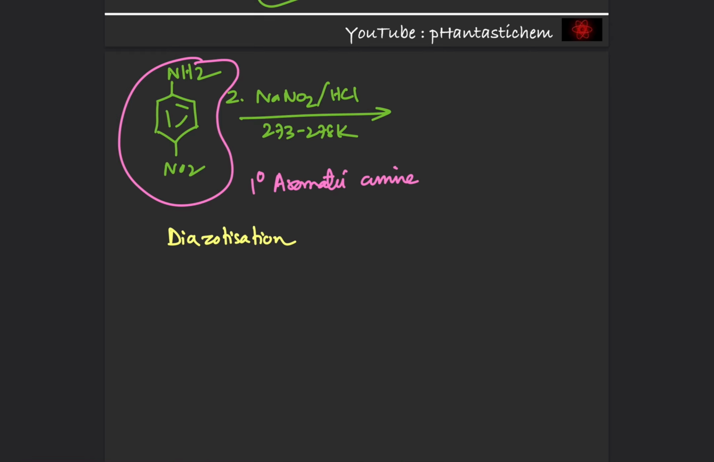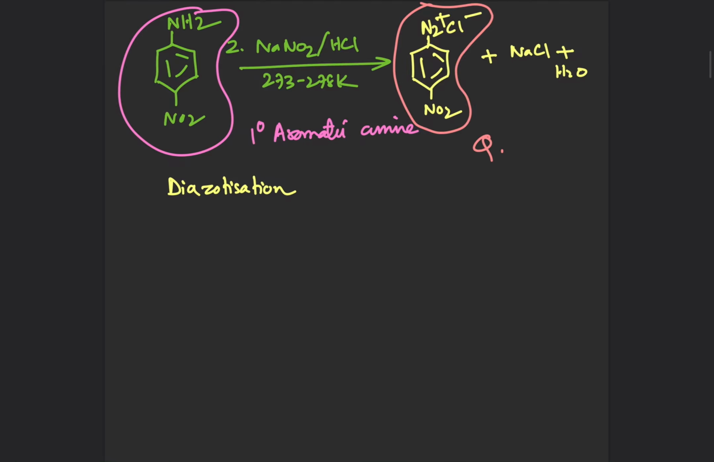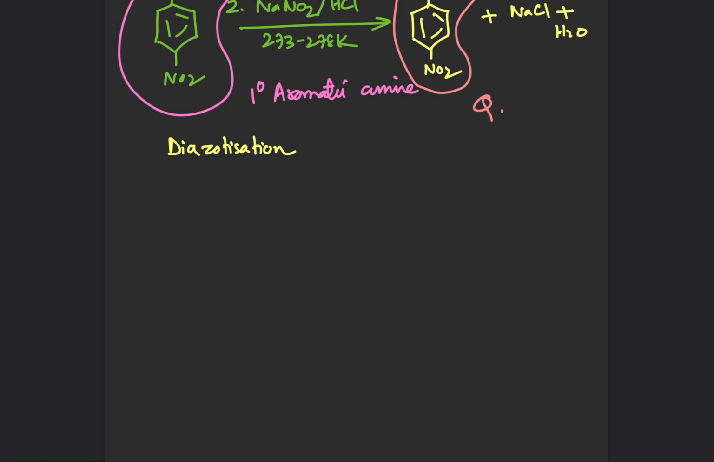Okay, so therefore we will get N2+ Cl- NO2, and obviously there will be certain side products like NaCl plus H2O. Okay, so the reaction wants the major product, so therefore this is the major product, and hence this will be our Q. Okay, cool. And to find S and T, we are starting with this guy, benzene ring CH, CH3, CH3.